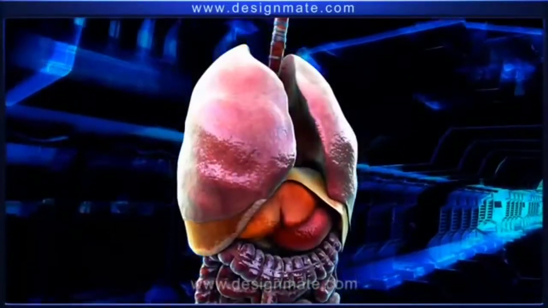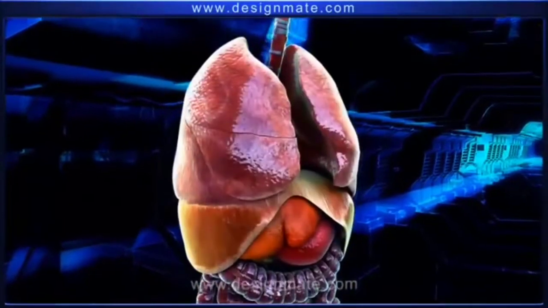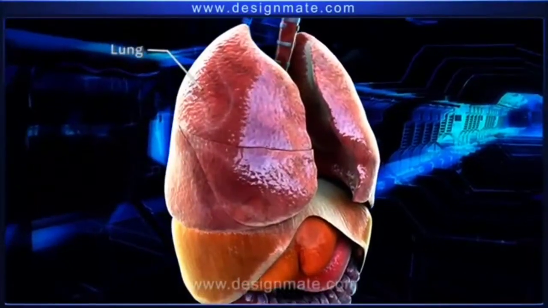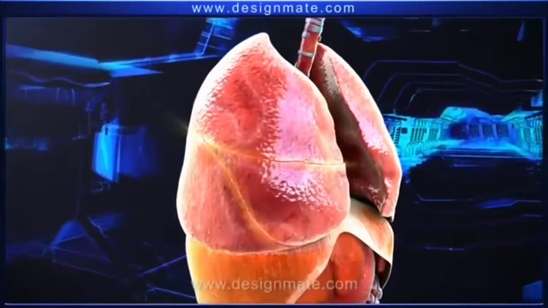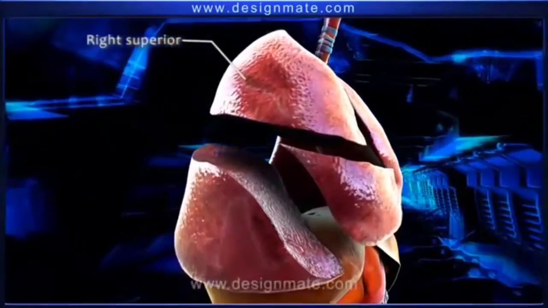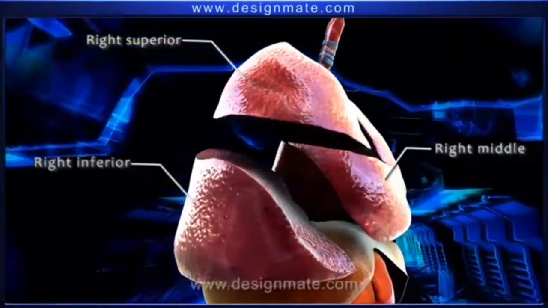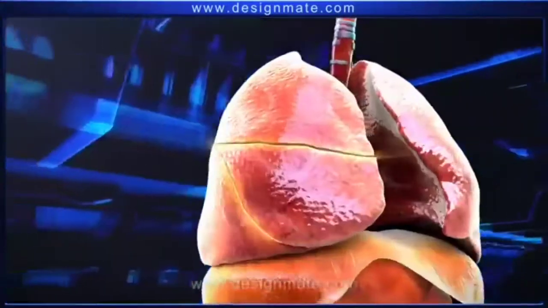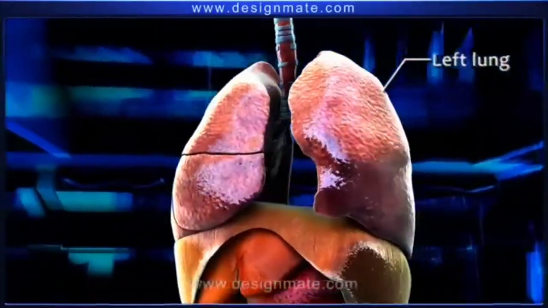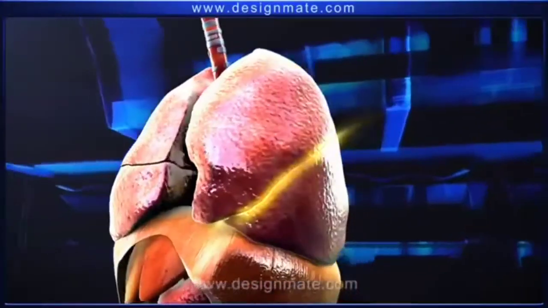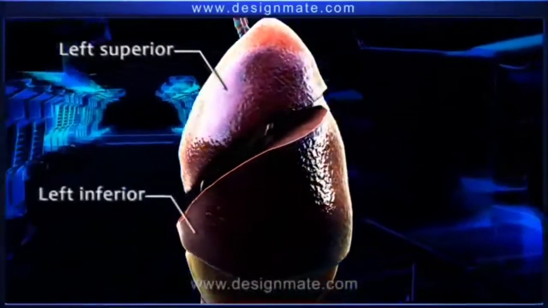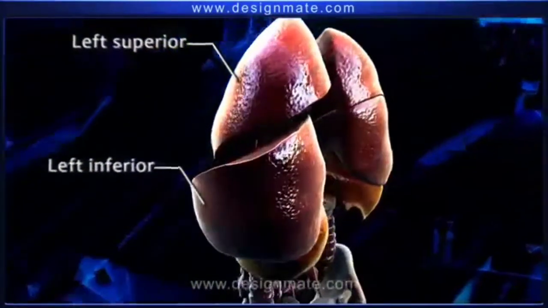Present within the rib cage are the pleural membranes, which enclose the lungs. The right lung is divided into 3 lobes: the right superior, right middle, and the right inferior lobe. The left lung is smaller and has only 2 lobes: the left superior and the left inferior lobe.